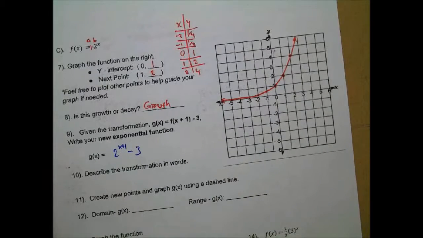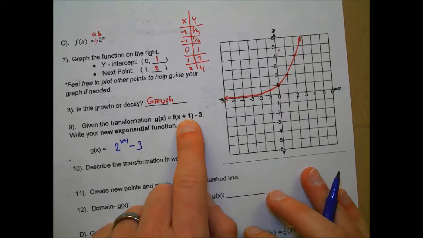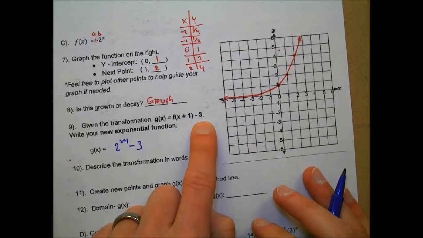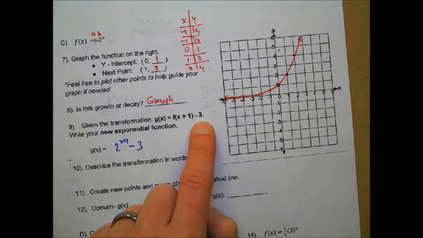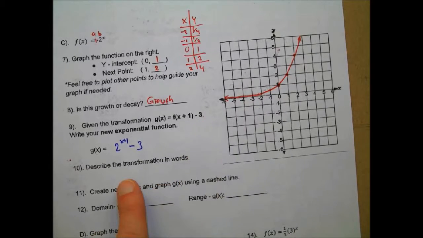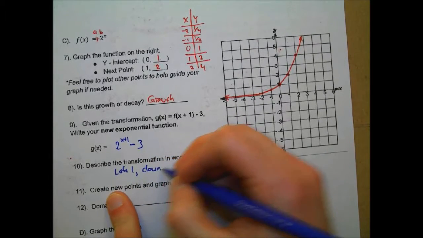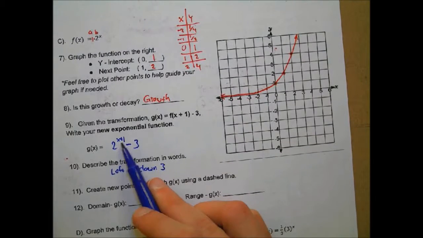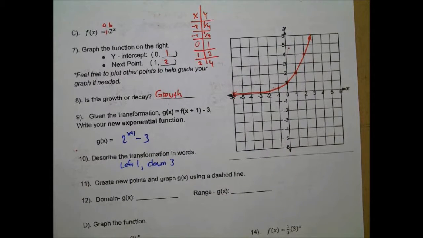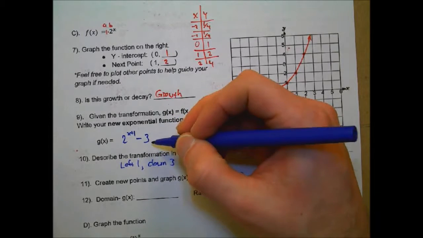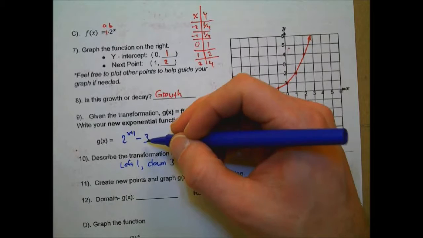How is this plus 1 going to transform things though, folks? Yeah, Alex. Left 1. And what's the -3 going to do? Down 3. So that's what we're supposed to describe right here: left 1, down 3. Remember that the number in with the x does the opposite of what you'd expect. So a plus 1, you think, oh, plus 1, go to the right. It's the opposite, go to the left. So be careful with that. And then the number on the outside does do what you would expect, so it's going to go down 3.